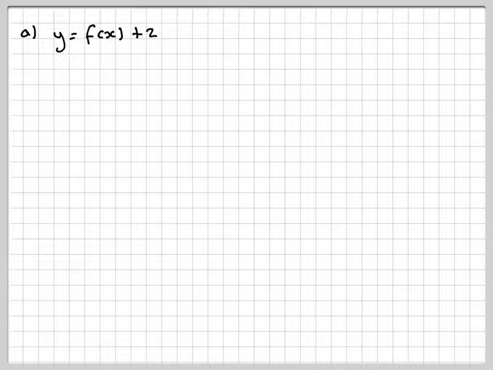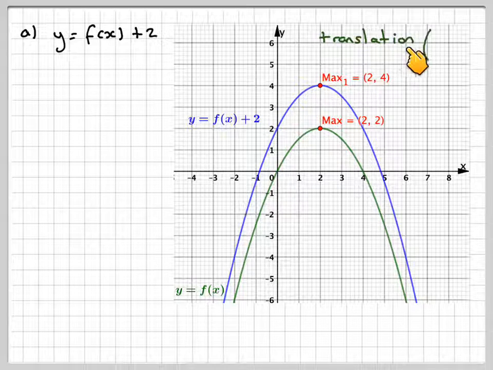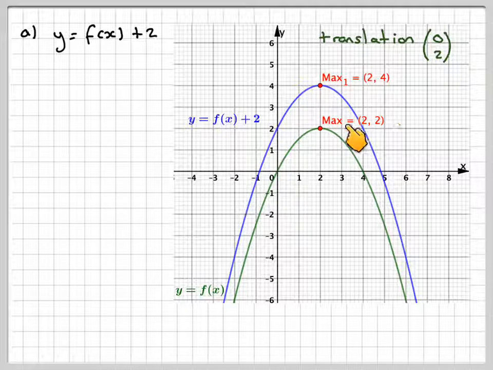So going to this, here's my graph of (2, 4). So here's the original graph. This is y is equal to f of x plus 2, and what we can see is that this is a translation (0, 2). So all the coordinates go up by 2. We can see that this distance here is 2 units, but I can take another point here. If I take from here to here, I can see it's gone up by 2 units. You can see from here to here it's gone up by 2 units. Every point has gone up by 2 units. So the maximum point will be (2, 4).